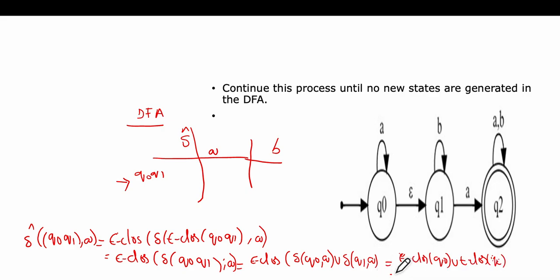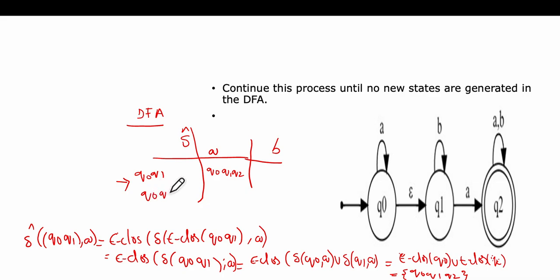Now what we are going to get: E closure of Q0 is Q0 Q1, and E closure of Q2 is Q2. So this is the new state that we got on input A. We write it here, Q0 Q1 Q2. Now for this new state you have to do transition, like how we have done it for DFA.